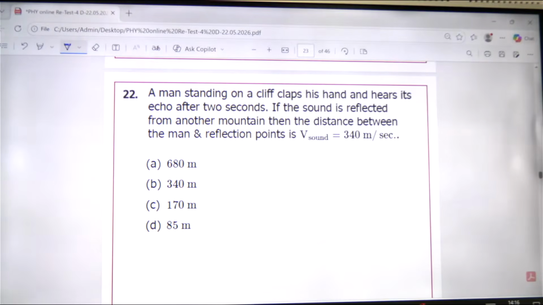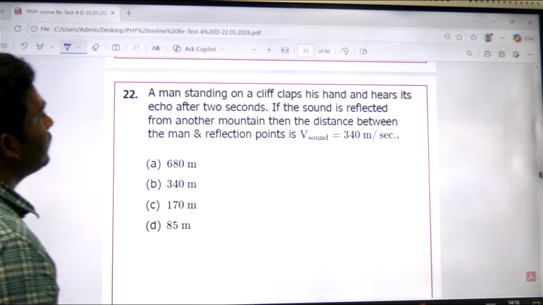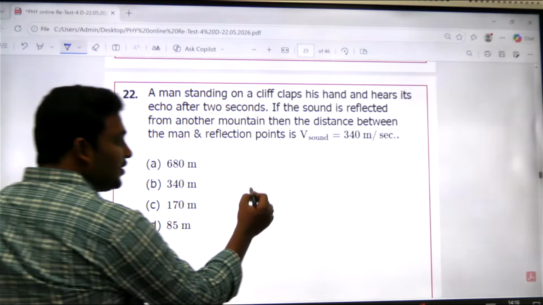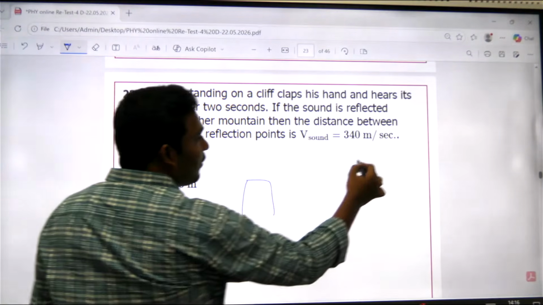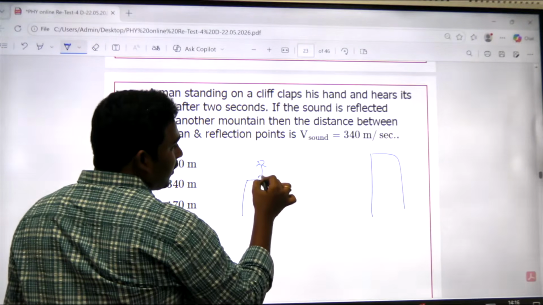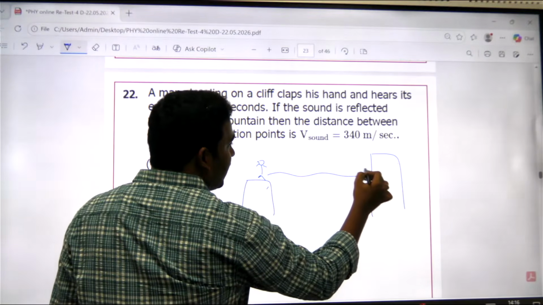A man standing on a cliff claps his hands and hears its echo after 2 seconds. If the sound is reflected from another mountain, then the distance between the man and the reflection point is? So this fellow is already standing on a mountain, and there might be another mountain here. He is clapping so that the sound wave is traveling to this point and it is again coming back.